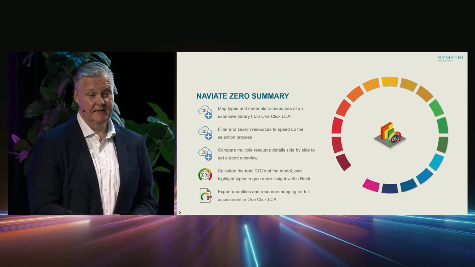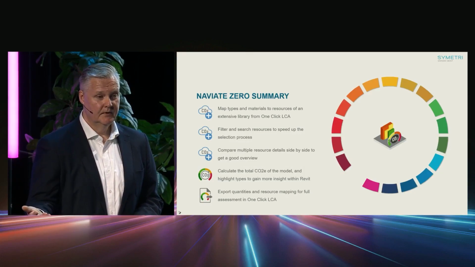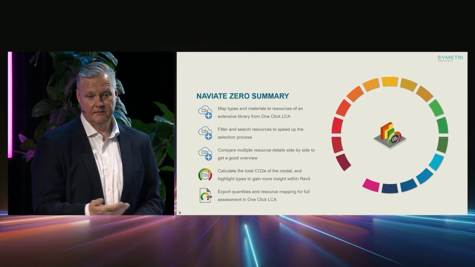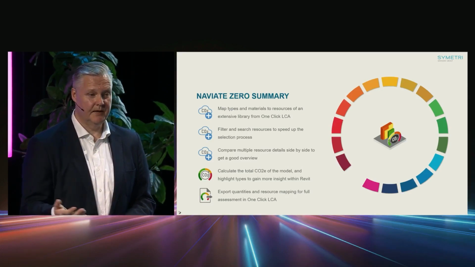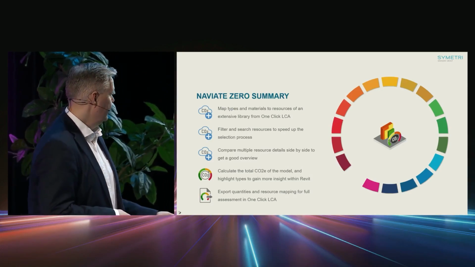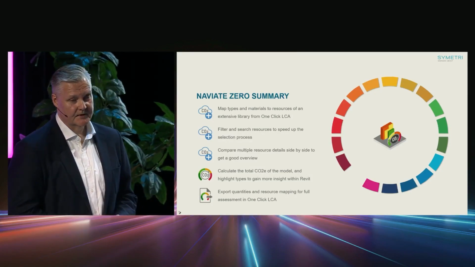Any change you do is instantly available in your model. So if you see, oh, this was really a bad material, okay, I need to change it, then you instantly can see the result and the impact on the model. And the last one is the export.